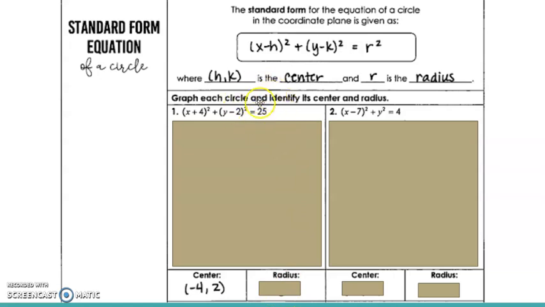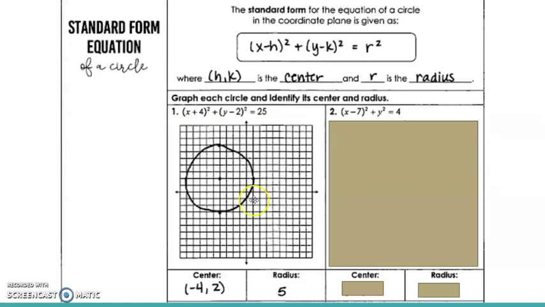On the other side of my equal sign is r², but when it's asking for our radius, we just want r. So we're going to have to square root this side. The square root of 25 gives us 5. When it comes to graphing it, we're always going to start at the center of our circle. So we're going to start at (-4, 2). From that center, we count 5 up, 5 right, 5 down, and 5 left. Those are the points on our circle, and then we connect all of those outer points to make the circle.